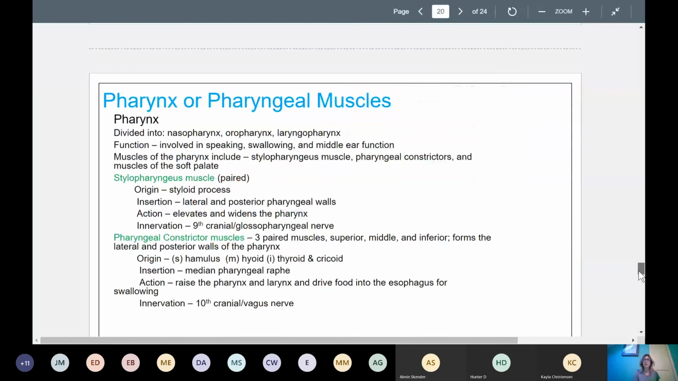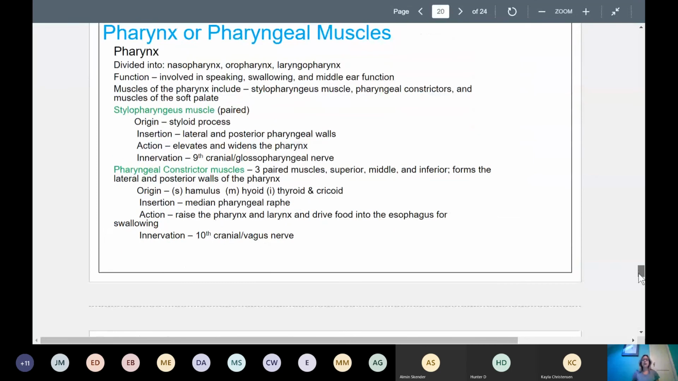The pharynx, or pharyngeal muscles, are divided into the nasopharynx, which is the nose area, the oropharynx, which is the mouth area, and the laryngopharynx, which is the throat area. So, NOL. But those are easy to remember because naso is going to be toward the nose or toward the top. Oro is going to be toward the mouth, and laryngo is going to be toward the larynx or the throat. They're involved in speaking, swallowing, and middle ear function.